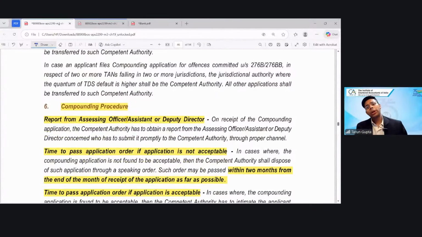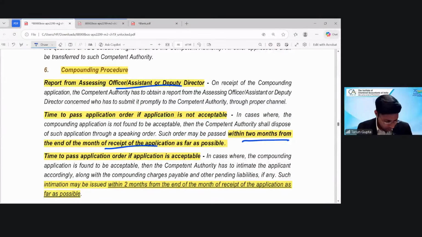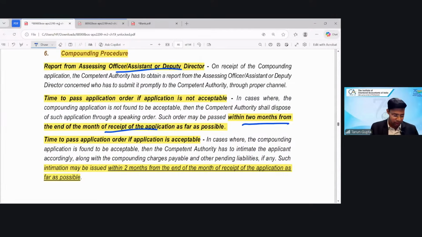So, once the compounding application is filed, the Chief Commissioner or Director General asks for a report from the AO, the ADIT or DIT as the case may be. If they want to reject the application, they have to pass the order of rejection within 1 month from the end of the month in which the application is received. Or if they want to go ahead with the application, then they provide an intimation of the amount payable by the assessee within 1 month from the end of the month of receipt of the application.